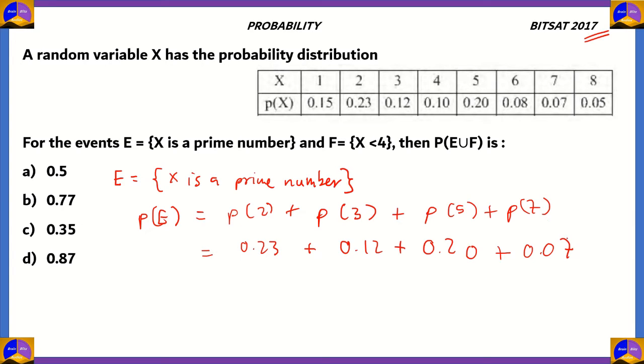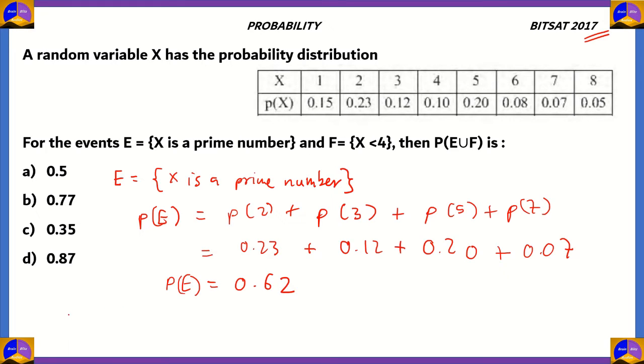So we can just remove the decimals and then add them accordingly. 23 plus 20 gives you 43. 43 plus 7 gives you 50. 50 plus 12 gives you 62. So P of E will be 0.62.